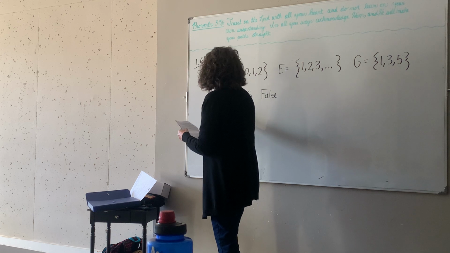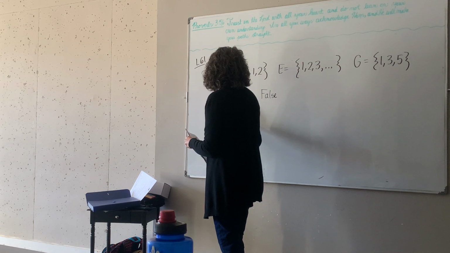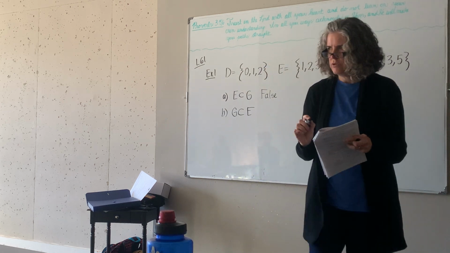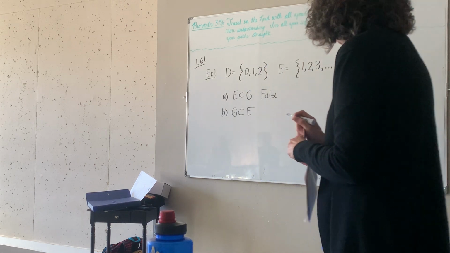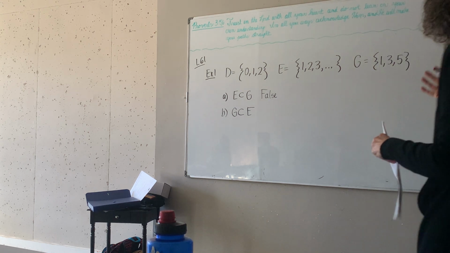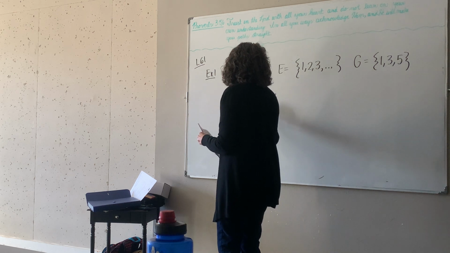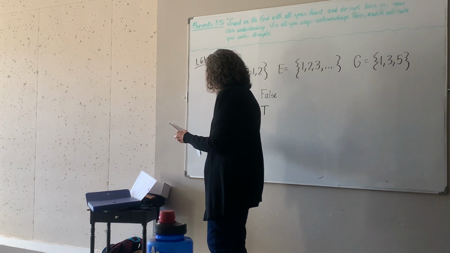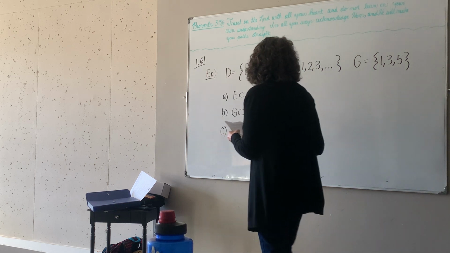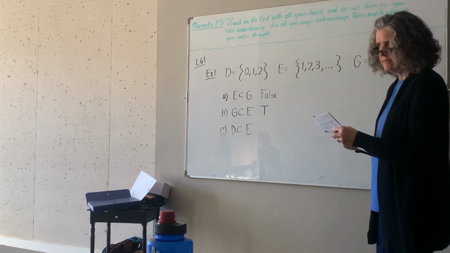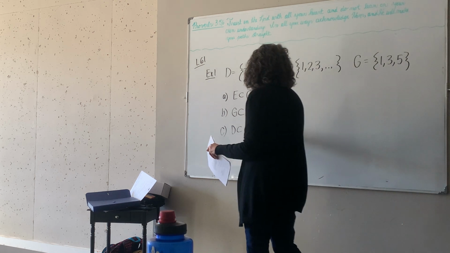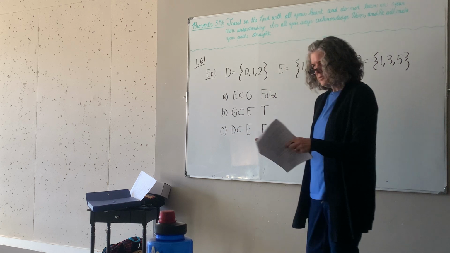All right, let's look at B. B says G is a subset of E. Look and see if that's true. G is a subset of E. Is all of G in E? Yeah, so it's true. All right, good. And then C, it says D is a subset of E. Is all of D in E? No? Why not? No, 0. Very good. So it's false. Okay. Does that sort of make sense?